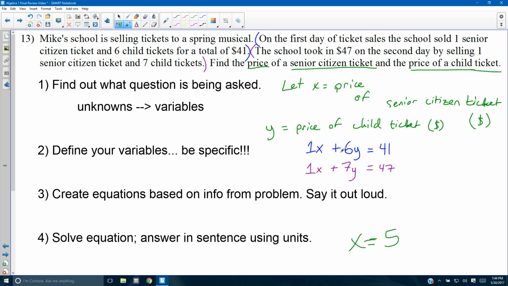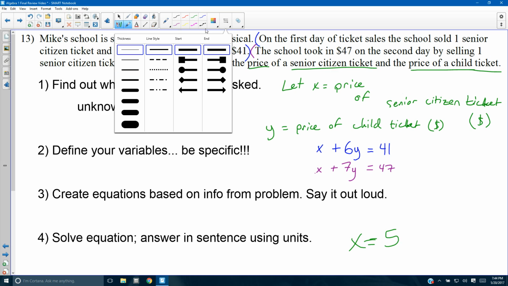Boom, those are the 2 equations we have there. And these 1x's don't even need to say that. They could just say x at this point. Up to you either way. So x plus 6y equals 41, x plus 7y equals 47. Time for you to solve. A lot of different ways you can go about it. I'll probably do elimination next time. Let's just have fun and do substitution this time.